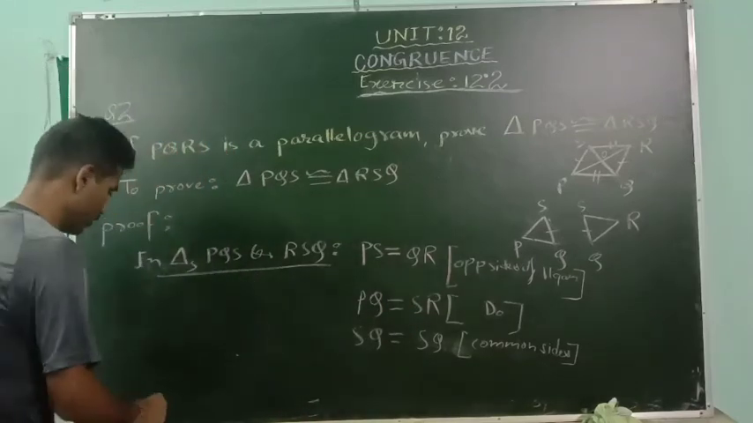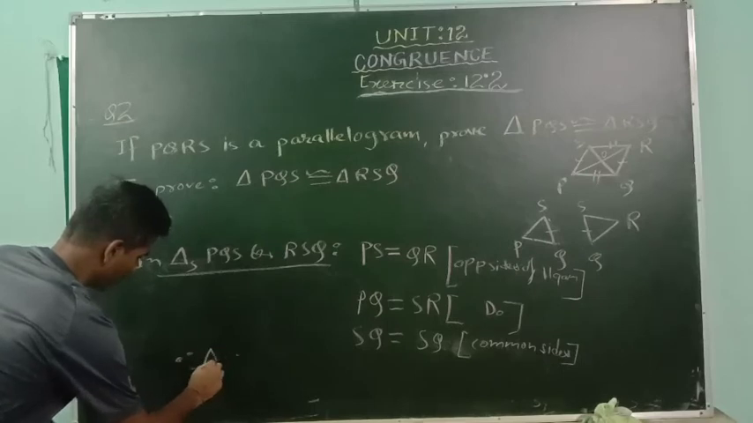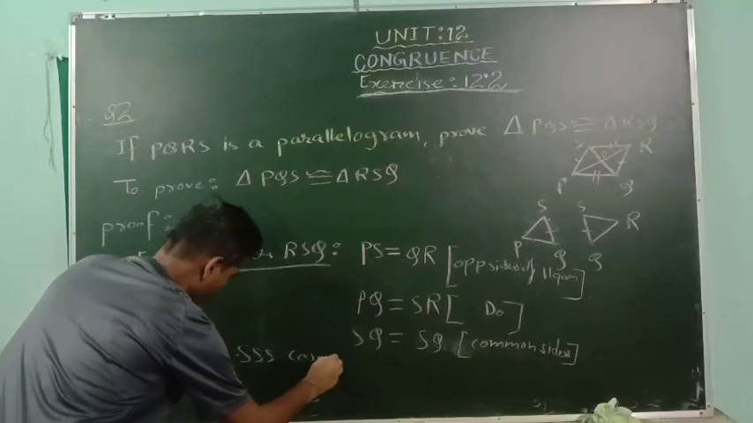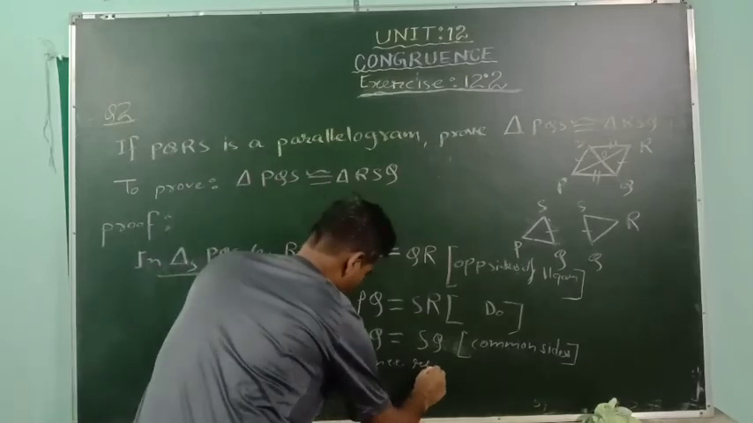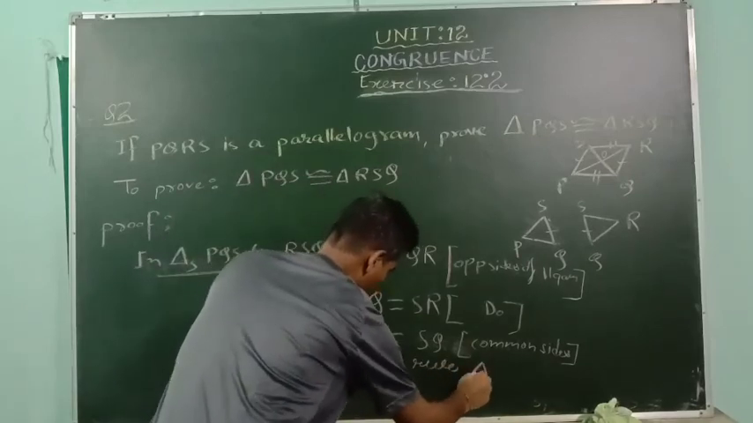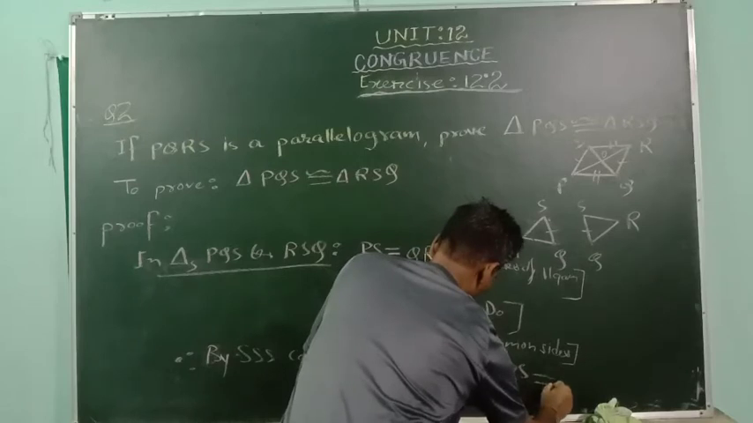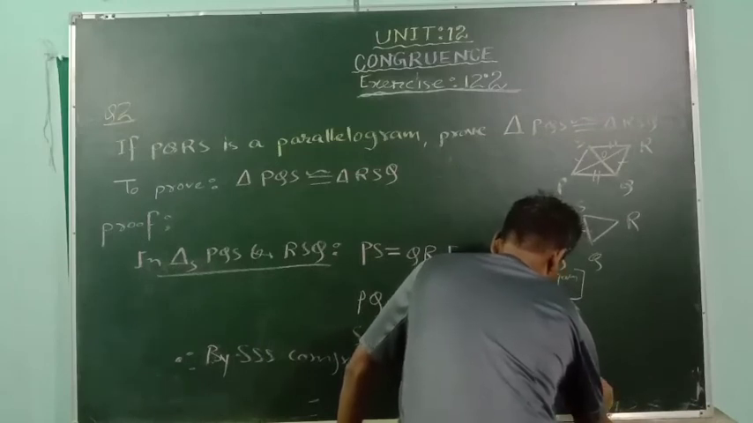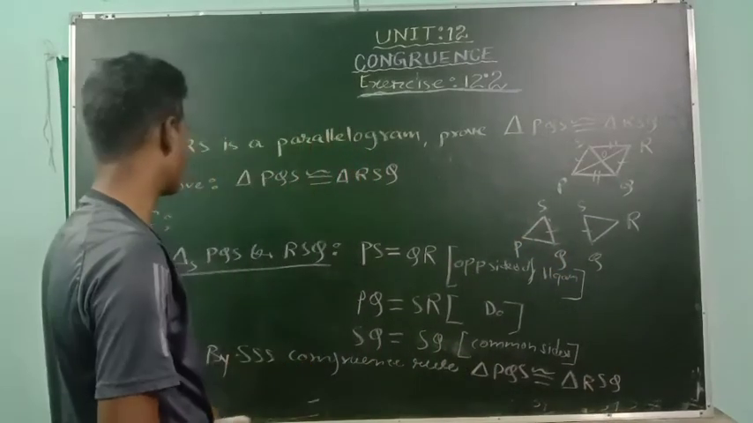So therefore, by SSS congruency rule, triangle PQS is congruent to triangle RSQ. Okay, this is the solution of question number 2.